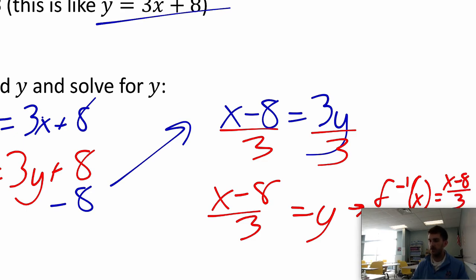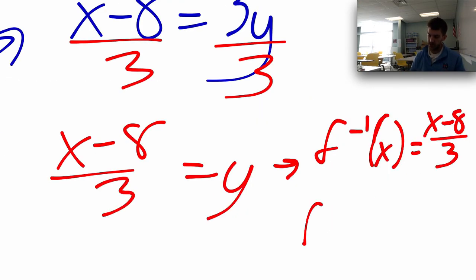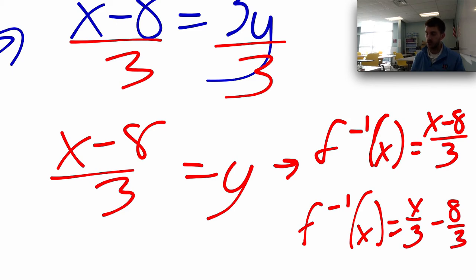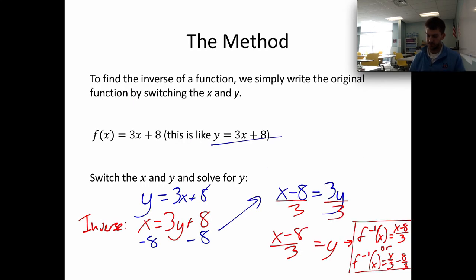Or if you want to put it in a more familiar format, this is a linear graph. So if you wanted to, you could say f inverse of x equals x over 3 minus 8 over 3. So it gives us a slope of a third and a y-intercept of, sorry, negative 8 over 3. Let's try this out for a couple more examples.